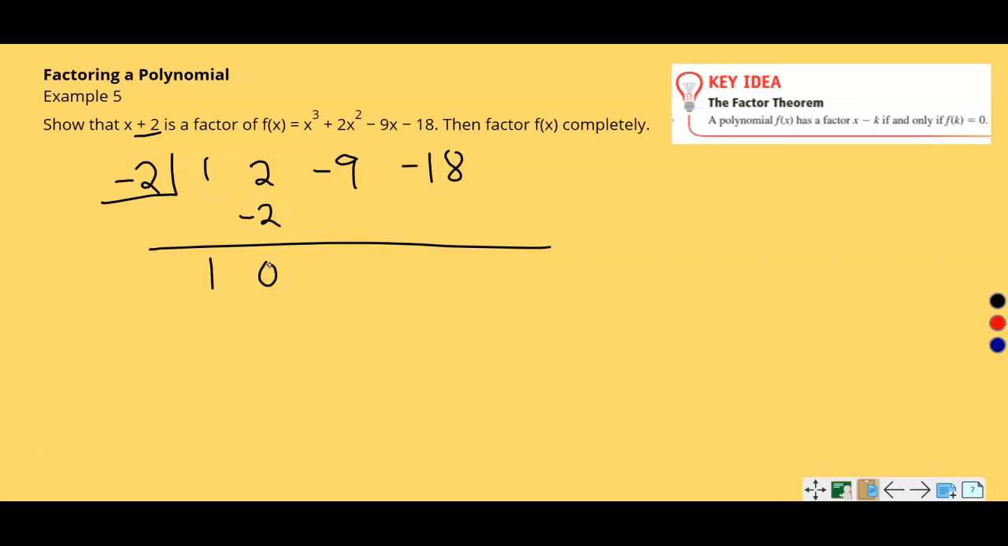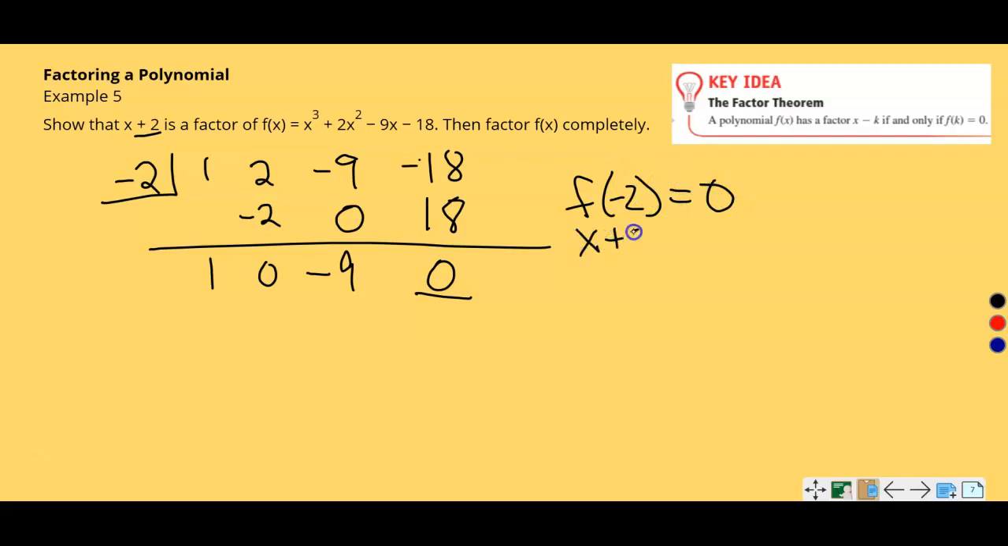Negative 2 times 0, anything times 0 is 0. Then we add negative 9 plus 0 is negative 9. Then we multiply again. Negative 2 times negative 9 is positive 18. Negative 18 plus 18 is 0. So this would be our remainder. So this does show that f of negative 2 equals 0. So that means x plus 2 is a factor.